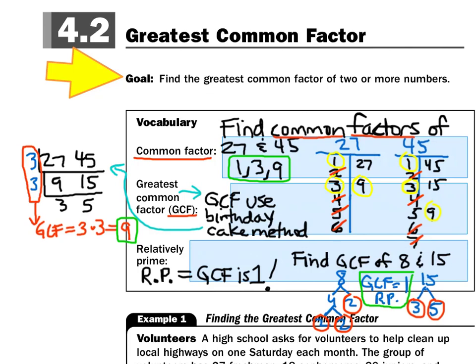Hello, you guys. Let's talk about greatest common factor today. So let's take a look at the vocabulary here. Common factor. All right, let's say I had the numbers 27 and 45.